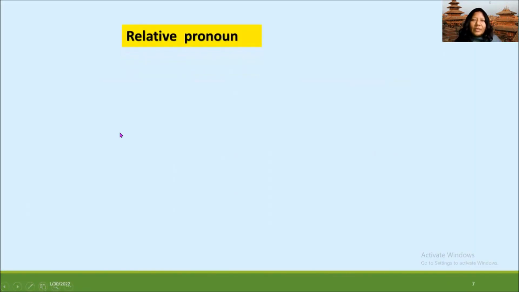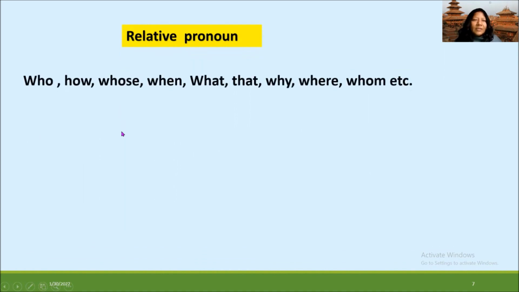Next pronoun is relative pronoun. You can see here the same words as in the interrogative pronoun: who, how, which, when, what, why, where, whom. So what's the difference between relative pronoun and interrogative pronoun? By the use of them in a sentence, you can find the differences between these two pronouns. Let's see some examples first.